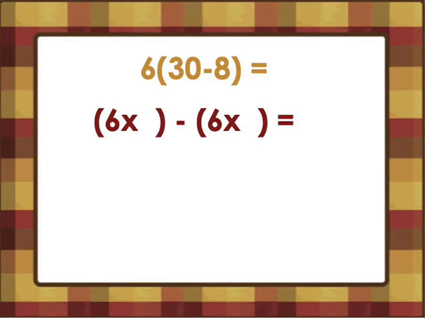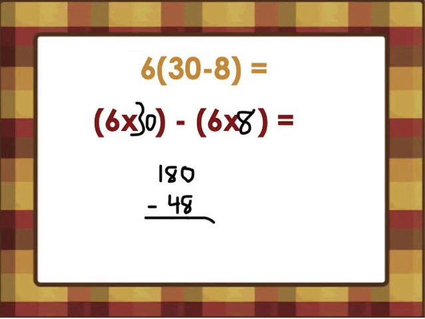6 times (30 - 8). I rewrite this as 6 times 30 minus 6 times 8, and I solve. 6 times 30, I know 6 times 3 is 18, add a 0, minus 6 times 8 is 48. When I subtract, I need to borrow. 10 minus 8 is 2, 7 minus 4 is 3, 1 minus 0 is 1, so I have 132.